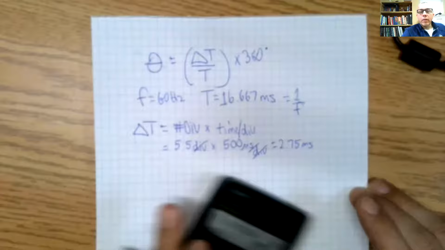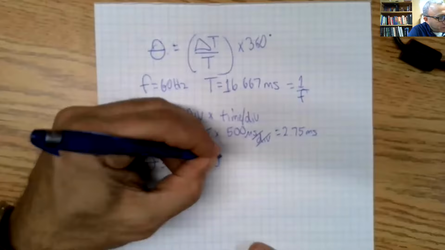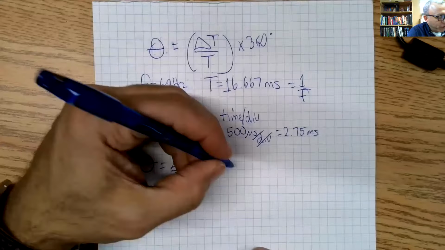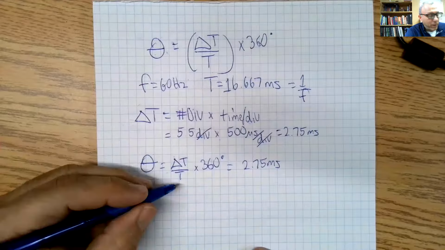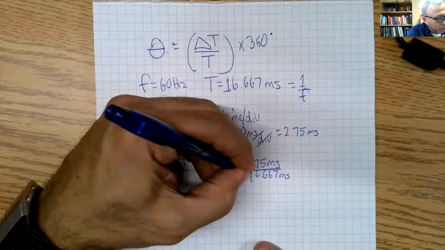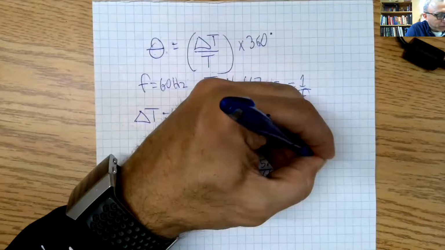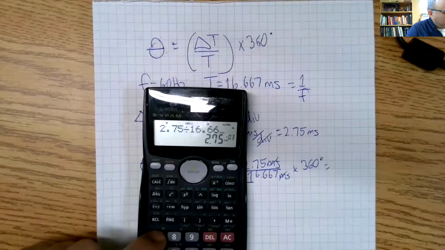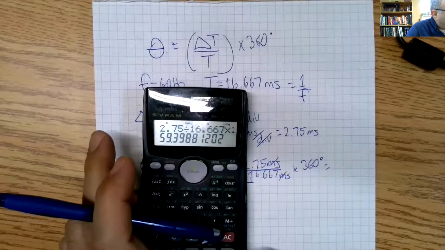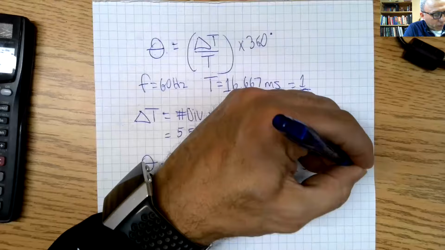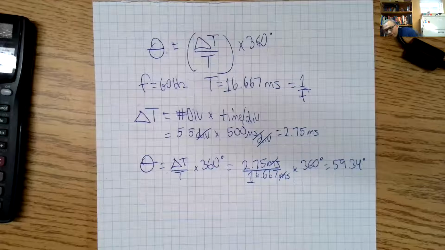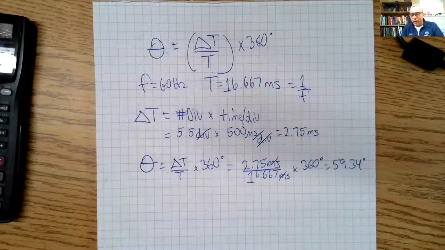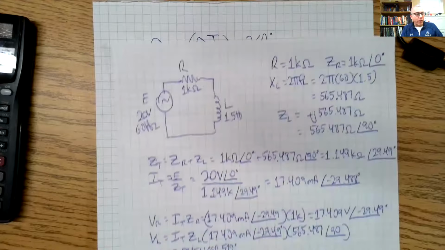So now our phase shift is equal to delta T over T times 360 degrees, which is delta T, 2.75 milliseconds, T, which is our period, is 16.667 milliseconds, times 360 degrees. We can cancel out milliseconds, and we end up with 2.75 divided by 16.667 times 360. And we end up with 59.34 degrees, which is our phase shift between VL and E. So that's what we measured, 59.34. And we calculated 60.512, okay? So that is very close, very close.